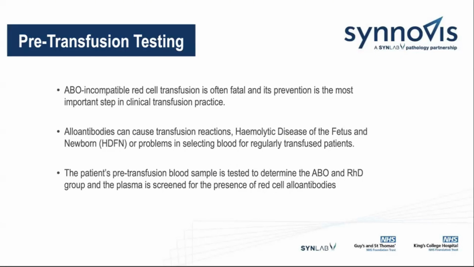Any alloantibodies that are detected can cause transfusion reactions. They can also cause HDFN, and it can give us problems in selecting blood for those patients that are regularly transfused. So with the patient's pre-transfusion blood sample, we want to determine the ABO and RHD group and also test their plasma to see if they have got any red cell alloantibodies present.